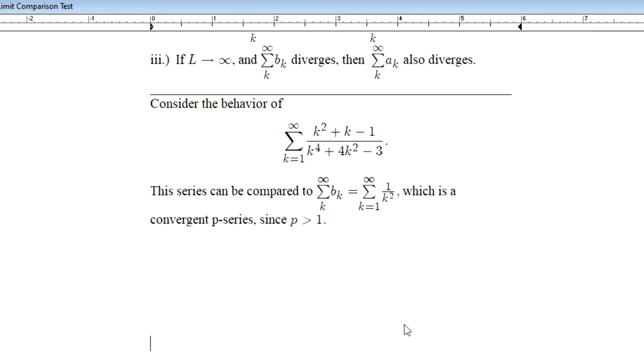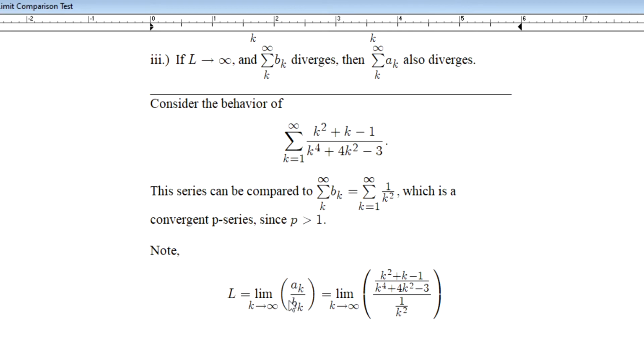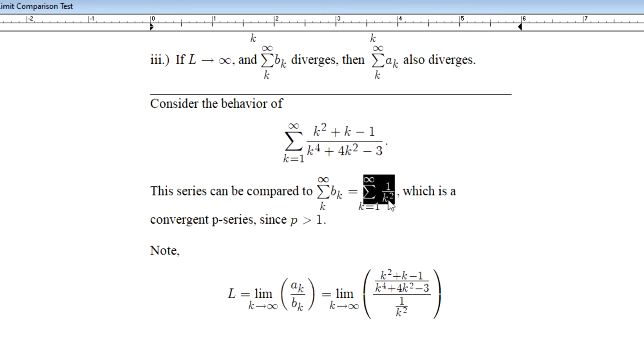If we come down here and take note of the value of L, it is going to be the limit as k heads to infinity of the quantity a sub k over b sub k. Up here in our given infinite series, this is our value of a sub k, and down here in our known series, we find our value of b sub k. If we put those in ratio with one another, we form this ratio given here, which we note is a complex fractional form. You have a fraction in the numerator over a fraction in the denominator.